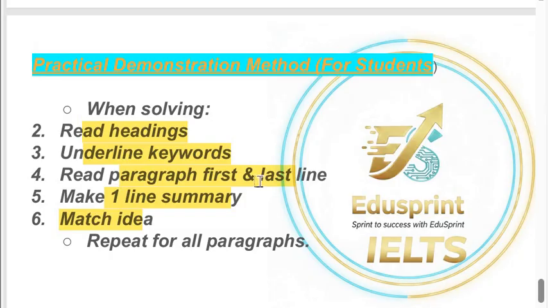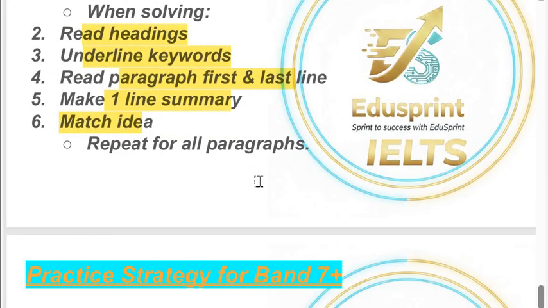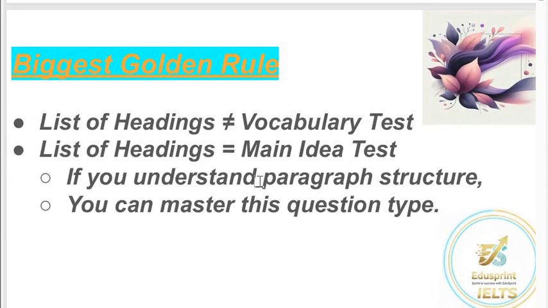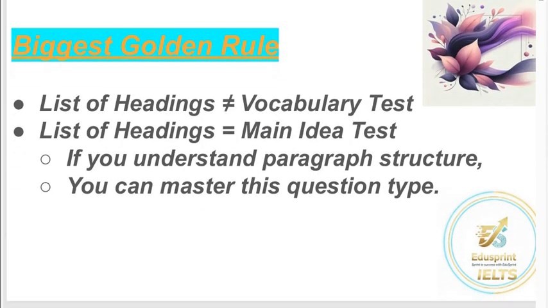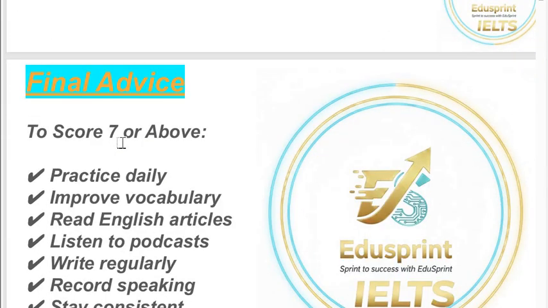Remember, list of headings is a test of main idea recognition. When you train yourself to quickly understand paragraph structure and central meaning, this question type becomes manageable and predictable. With regular practice, focused reading, and consistent effort, achieving Band 7 or above is absolutely possible.